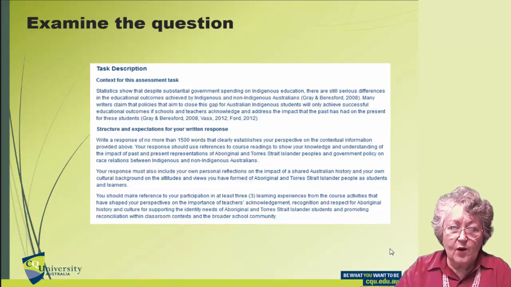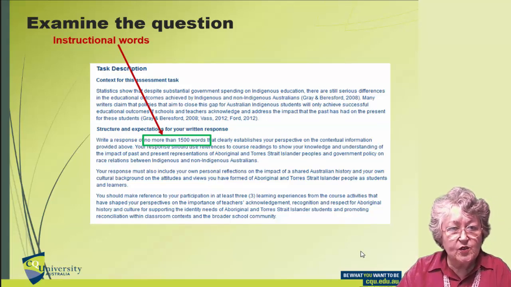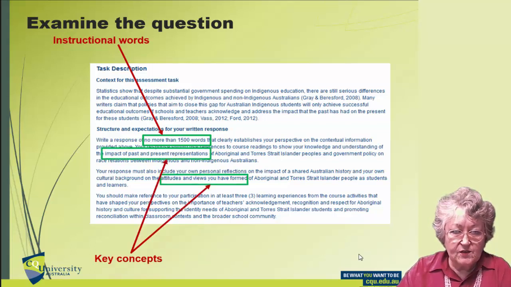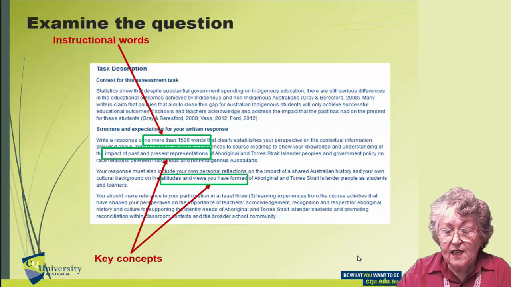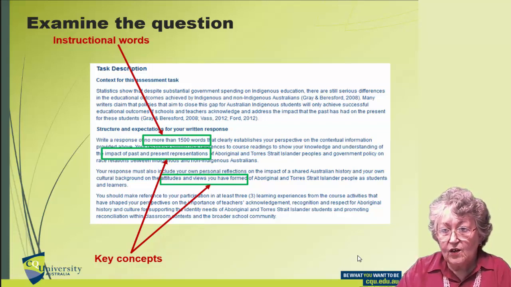Here is an excerpt from your unit profile which gives the task description for the assignment that you are going to be sitting. The first area we look at are the instructional words. Now, the instructional words here says that in no more than 1,500 words, so you have a limit here, a word limit. You also have some key concepts, the impact of past and present representations and the attitudes and views that you have formed on the topic itself. There are other key concepts in here. I'm only pointing out a couple of them, but you can choose almost any of the key words from the assignment in order to create those key concepts.